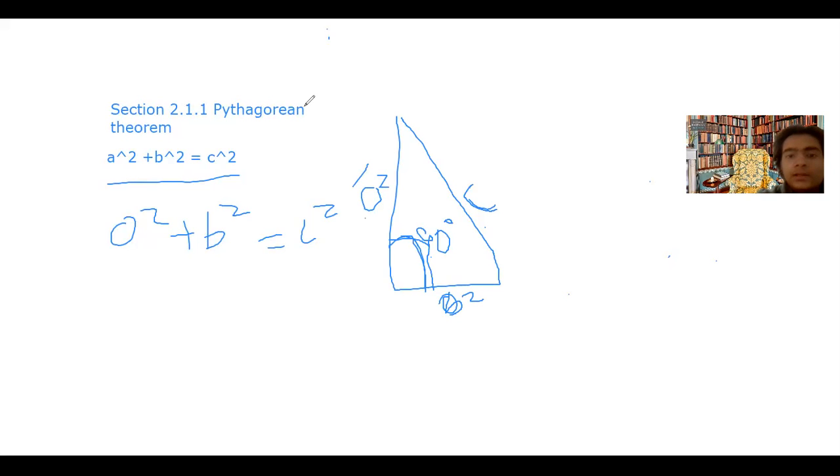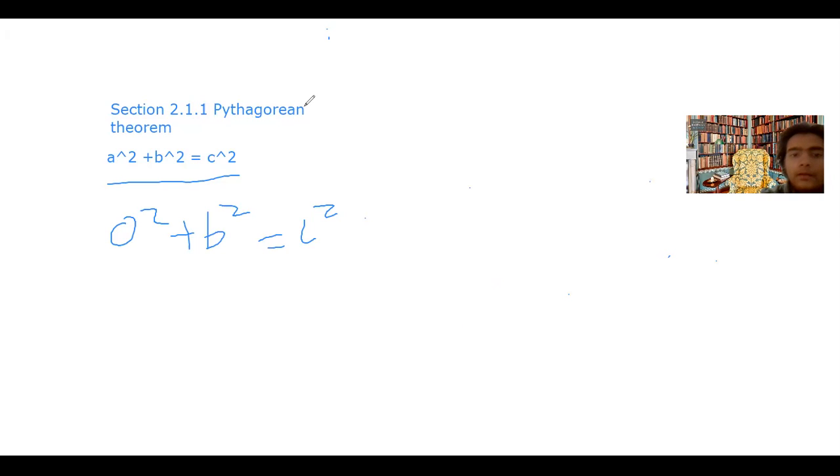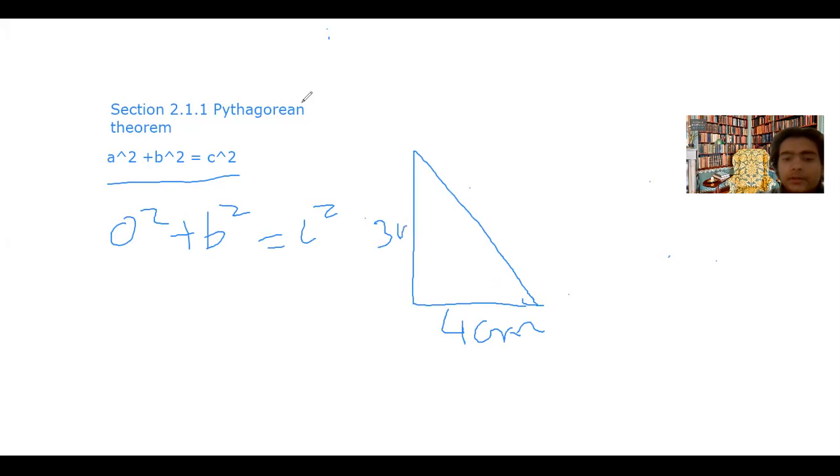I'm gonna take an example. I'm gonna do a practice problem on this. So let's do a practice problem. All right, so let's draw a right triangle, and let's just say this side is 4 centimeter, and this side is 3 centimeter. We don't know what this side is.